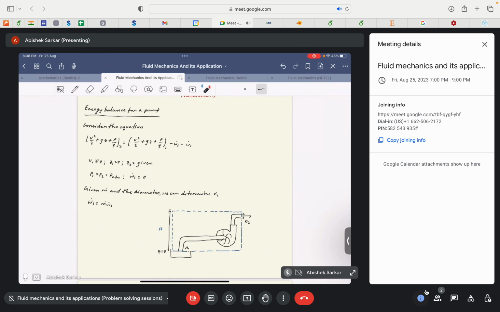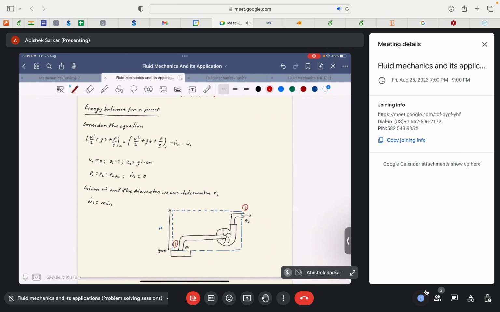Just consider the following diagram where this duct extracts the fluid from this particular reservoir, then pumps it out at the point A2, at point 2. Let me mark these as point 1 and point 2, so that there is no confusion.